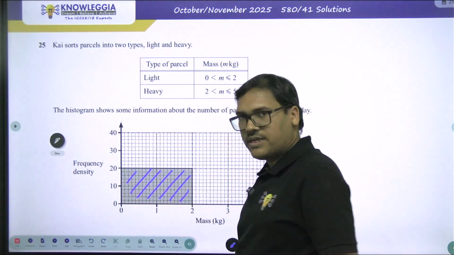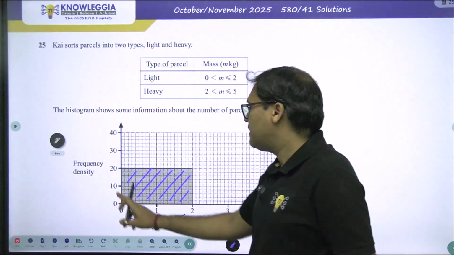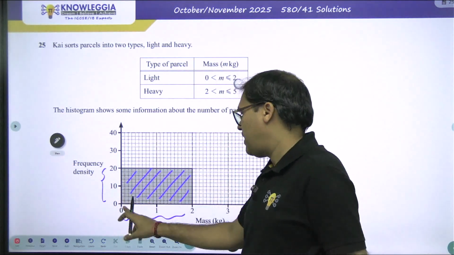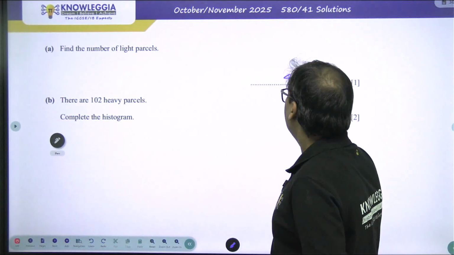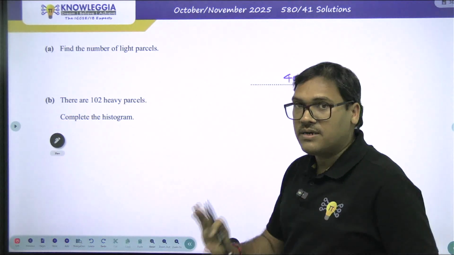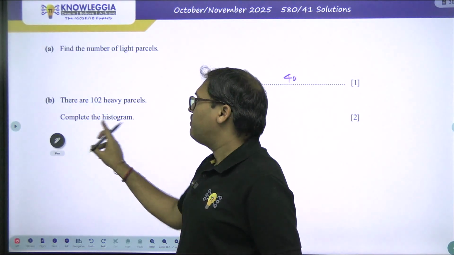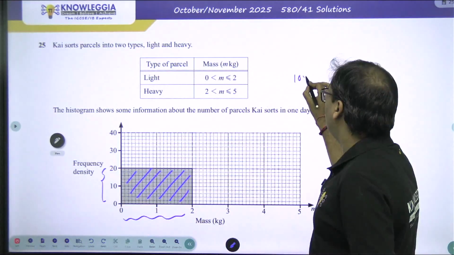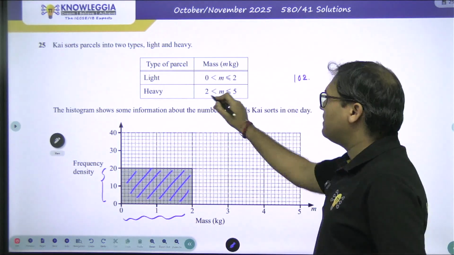Now, what is the area of this rectangle? You can see this is 2, this is 2, and this is 20. Area of this is 20 into 2, which is 40. So, what is the answer for this? This is 40. That means there are 40 light parcels. There are 102 heavy parcels. Complete the histogram. So, there are 102 heavy parcels, that is in this range.